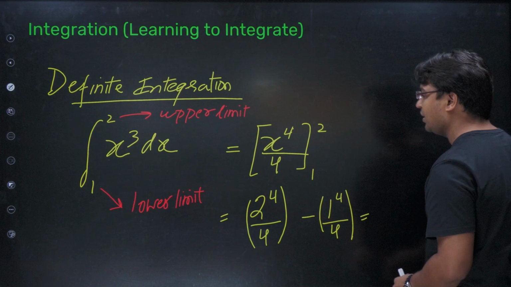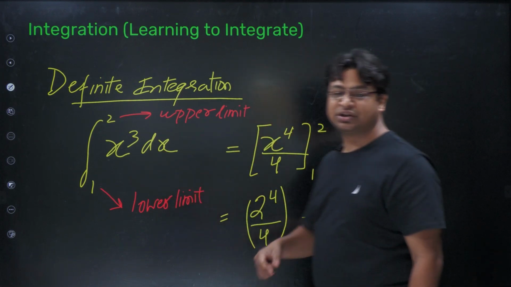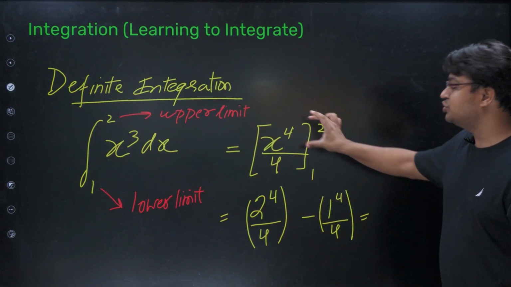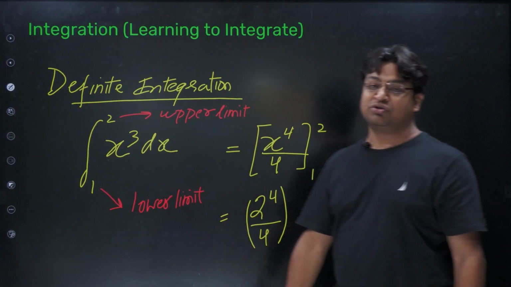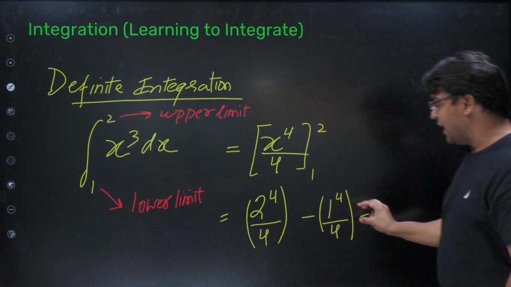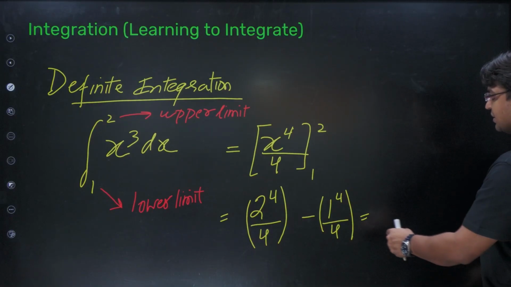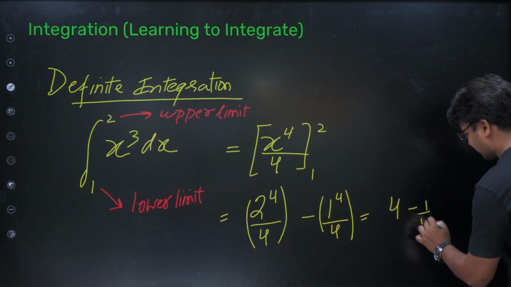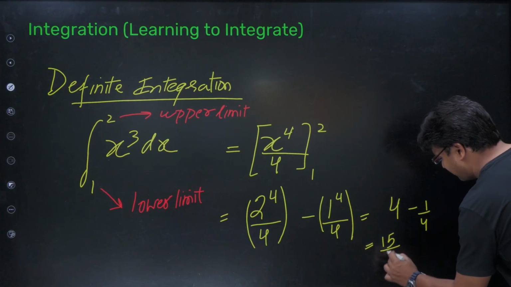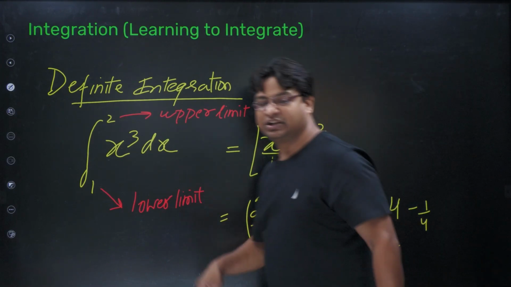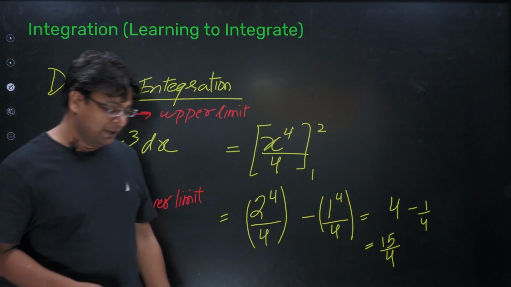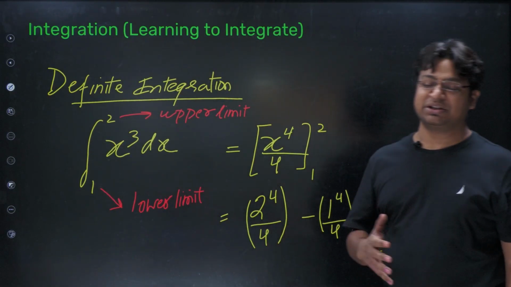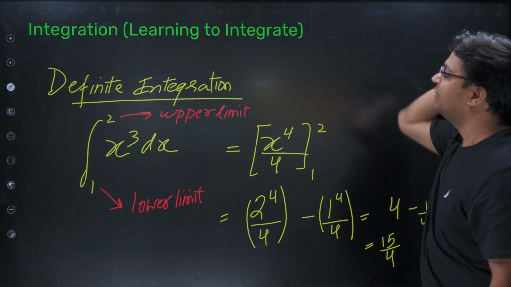So when you are doing definite integration, you first end up with a function of x, but then because you substitute the limits, you end up getting a value. So this becomes what? This is 16 by 4, so 4 minus 1 by 4. So this is 15 by 4. So in definite integration, you end up getting a value. Of course, this value represents something. What it represents is something that I'm going to tell you in a short while.